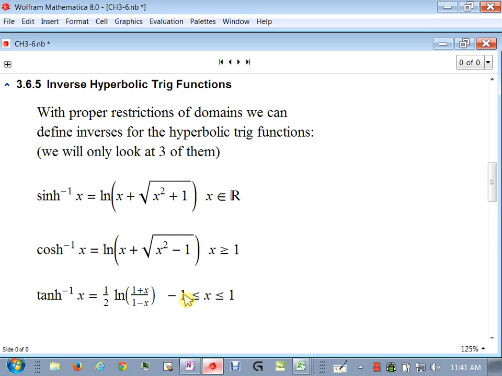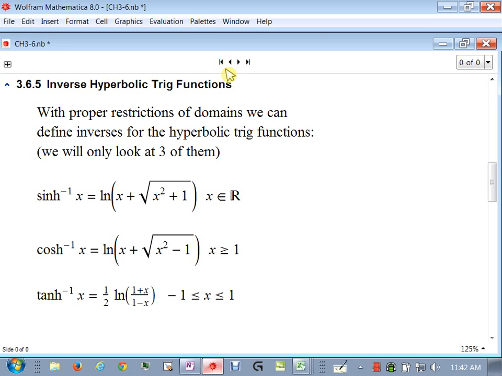All right, so just like we had before, we had our trig functions, then we had the inverse trig functions. Now we have these hyperbolic trig functions, and so it makes sense to have inverse hyperbolic trig functions. And here they are. Just like with the inverse trig functions that we started with last class, we have to make proper domain restrictions in order for the inverses to exist.